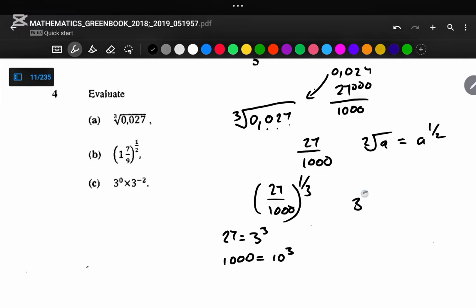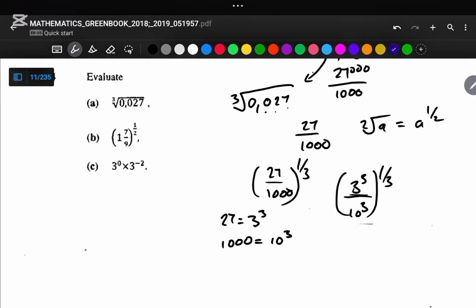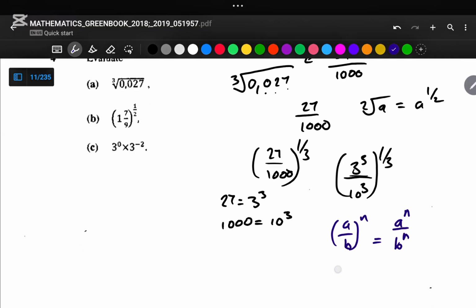So we are having 3 to the power 3 over 10 to the power 3, raised to the power 1 over 3. Okay, and also what you need to understand is that if we are having a over b raised to the power n, this is equal to a raised to the power n over b raised to the power n. And also if we are having a raised to the power b raised to the power c, it is a raised to the power bc. So we simply multiply the powers.